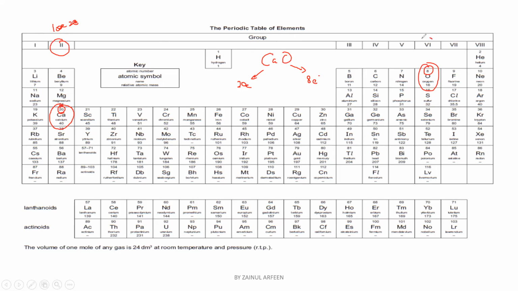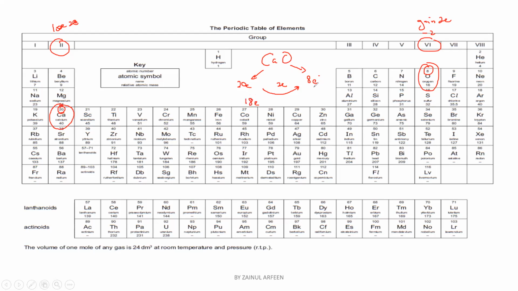And group 6, the valency is -2. So if valency is -2, what does it mean? It means it will gain 2 electrons. So when calcium will react with oxygen, the 2 electrons from calcium will transfer to oxygen. So what will be the number of electrons in calcium now? It was originally 20, but now it will be left with 18.